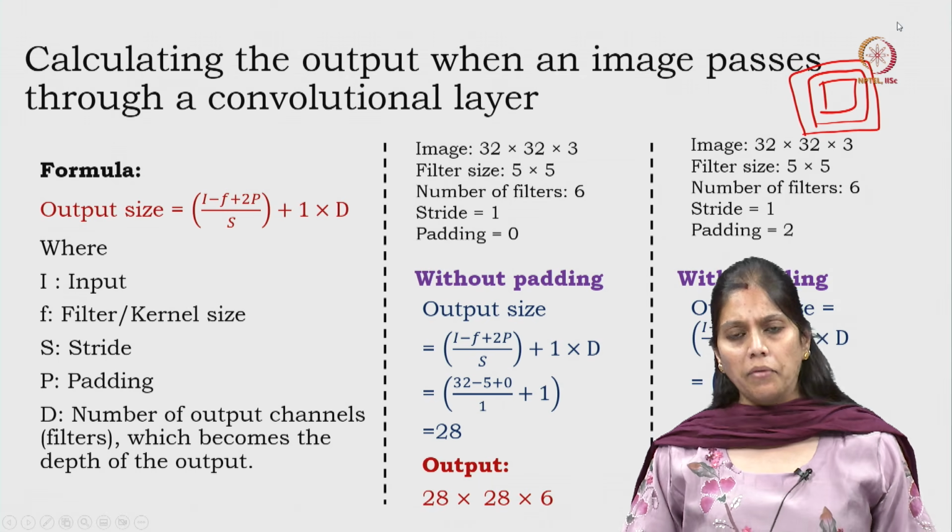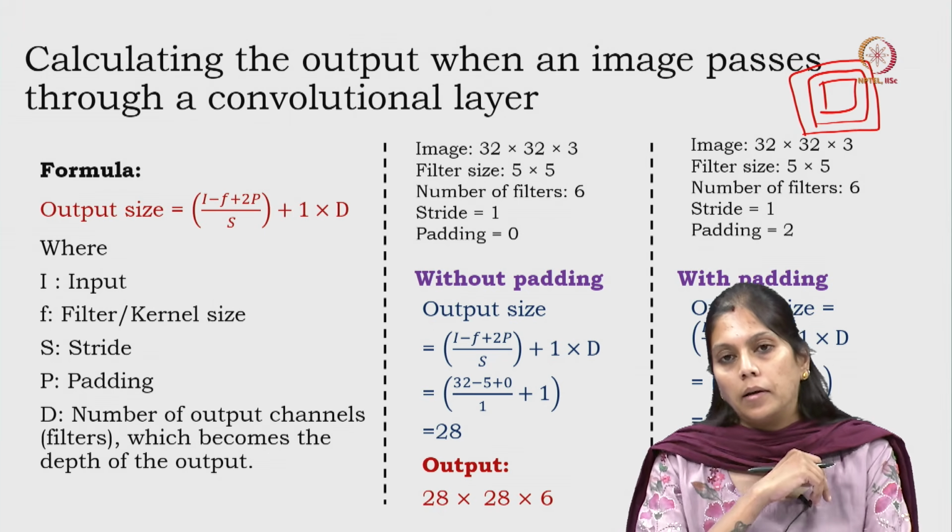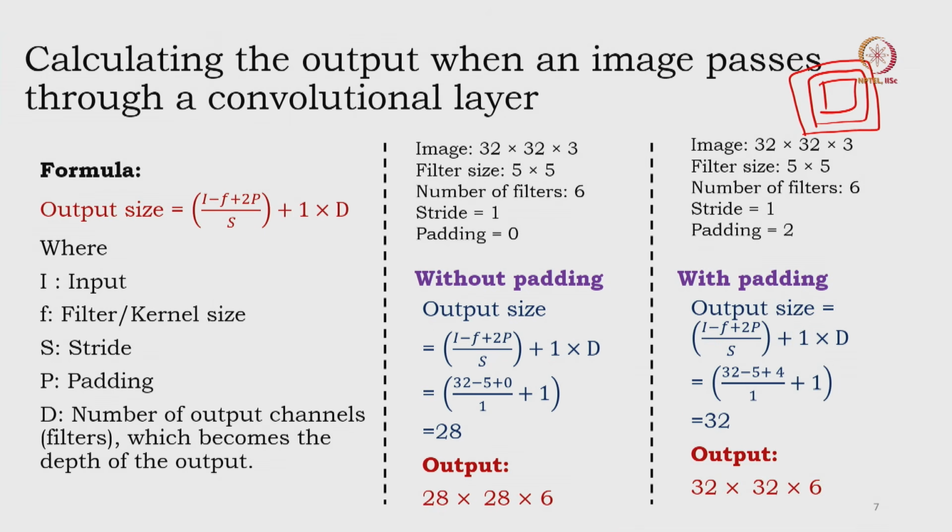So when you apply padding, it will always retain the size of the original input. The original input size is 32 cross 32. Apply the formula: 32, the filter size is 5, and padding is 2p. So 2 into p, where p is 2, is 4. Stride is 1, plus 1. When you calculate, we get the value 32.